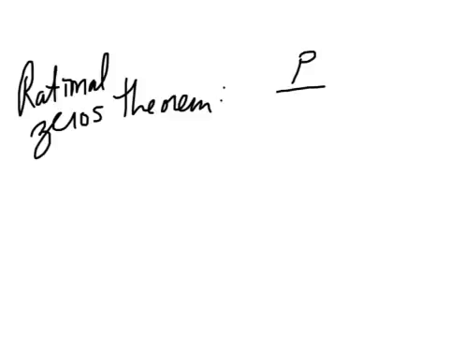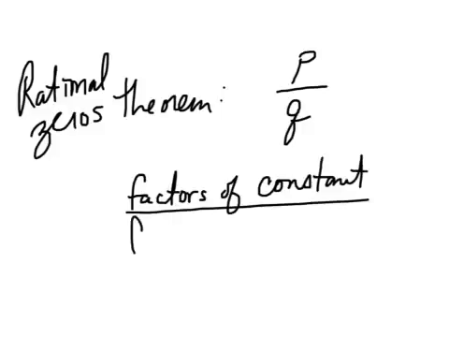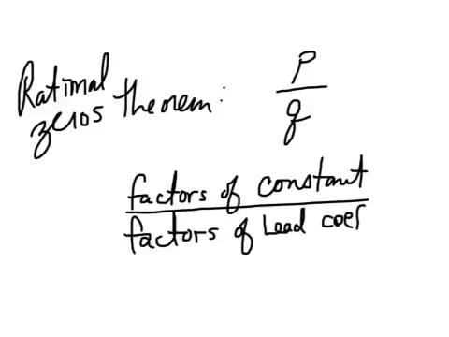Now, the formula says P divided by Q. And what P and Q are: P is all the factors of the constant, divided by Q, which is all the factors of the lead coefficient. There's that lead coefficient again coming into play, like it did in finding end behavior. So it's still P and Q, it's just what we're referring to.